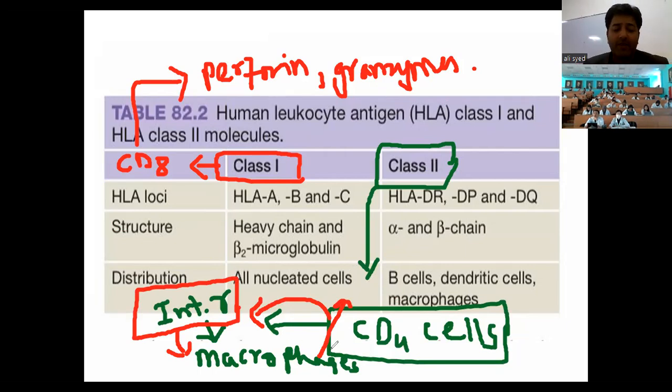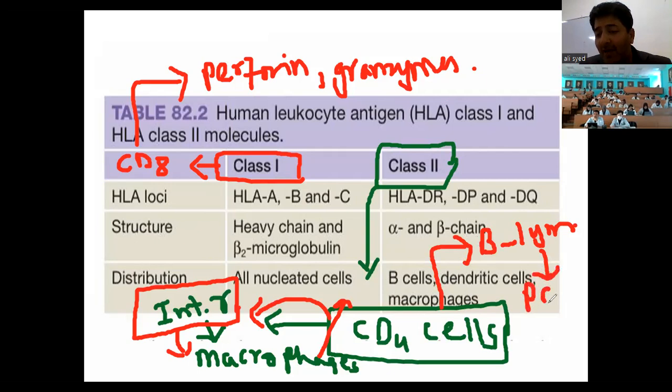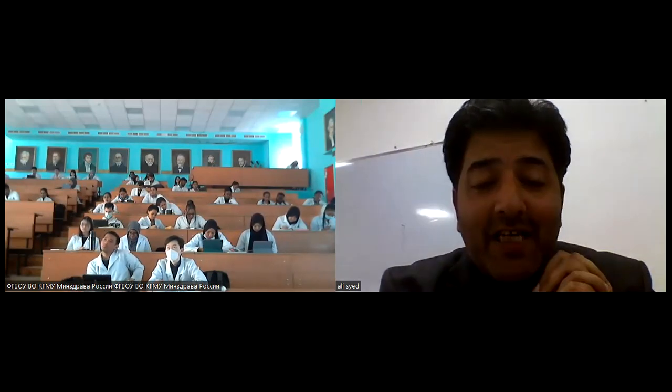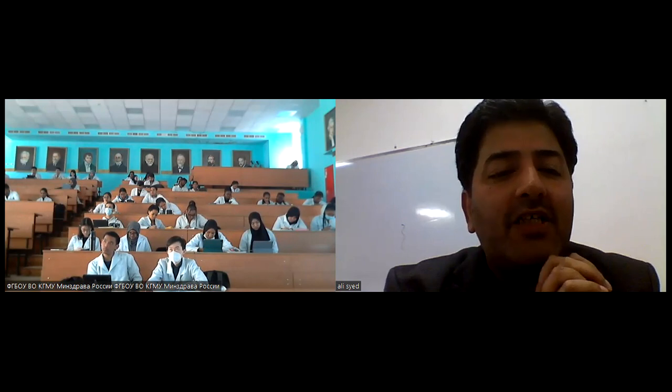So this is by macrophages. Or your CD4 cell will act on your B lymphocytes. And when it acts on the B lymphocytes, it will make the B lymphocytes plasma cells. And these plasma cells will form allo antibodies, and these antibodies are going to cause target cell injury to the patient. Okay, so very simple. Once again, see here how graft rejection is occurring.